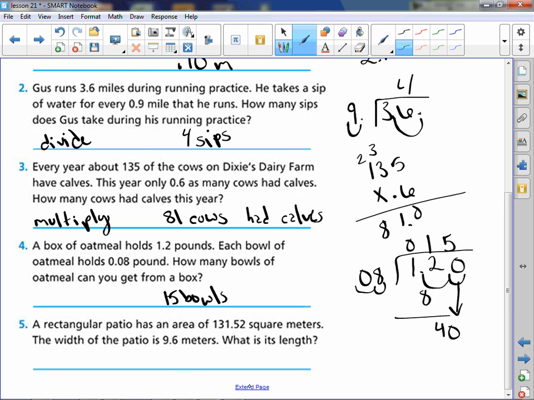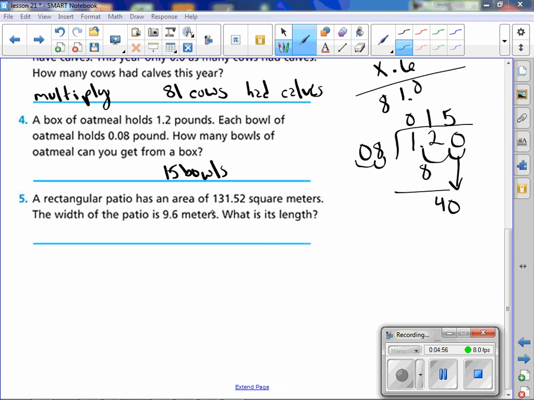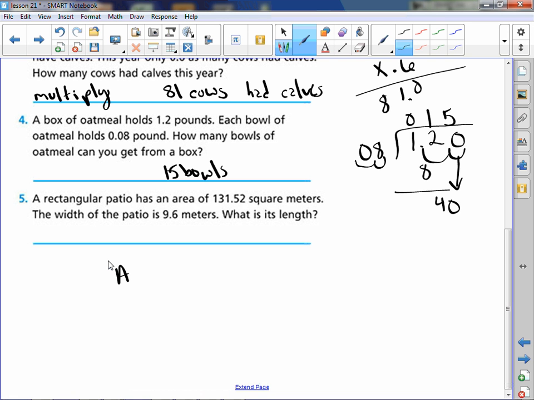Okay, one more. A rectangular patio has an area of 131 and 52 hundredths square meters. The width of the patio is 9 and 6/10 meters. What's the length? Okay, well, if I have area and I can use the formula, area equals length times width, right? So if I'm using that, I know the area and I know the width, but I don't know the length. So I have to use inverse operation then. I have to take 131 and 52 hundredths and divide that by 9 and 6/10.